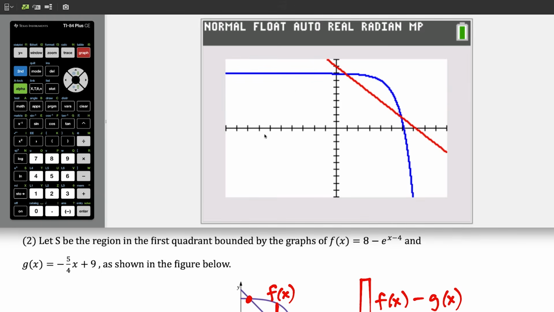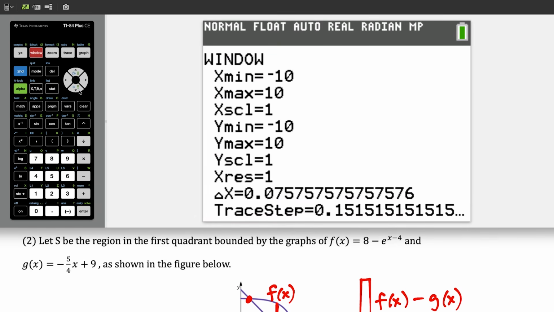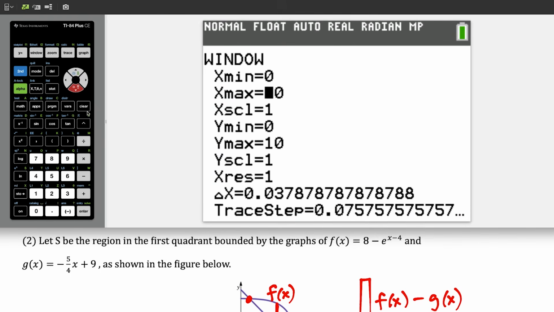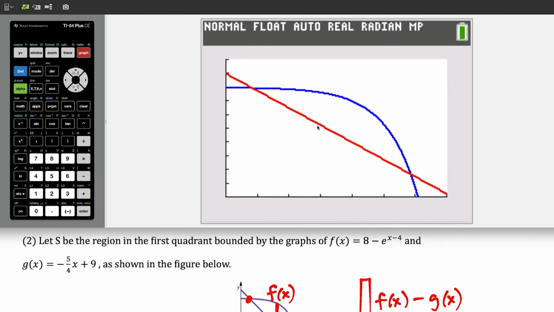So now we press graph, and notice we have all this extra space over here. I reset the window settings so we could practice adjusting it as we need it. So we are in the first quadrant, so I'm going to switch the x minimum to 0, and I'll switch the y minimum to 0 as well. And now let's see how this looks. So this is much better, but notice we still have this wasted space over here. We really don't care about what's happening after x equals 7. So maybe I switch the x maximum to 7. And now I press graph, and this is a much better picture.